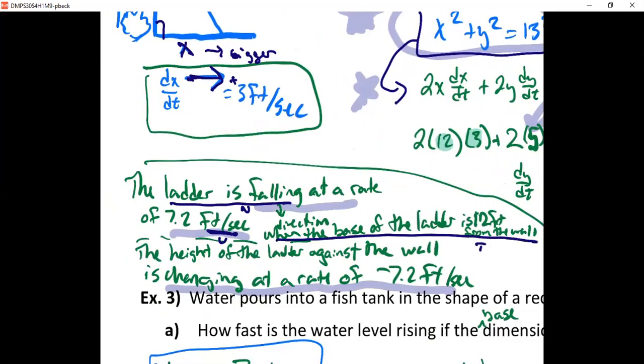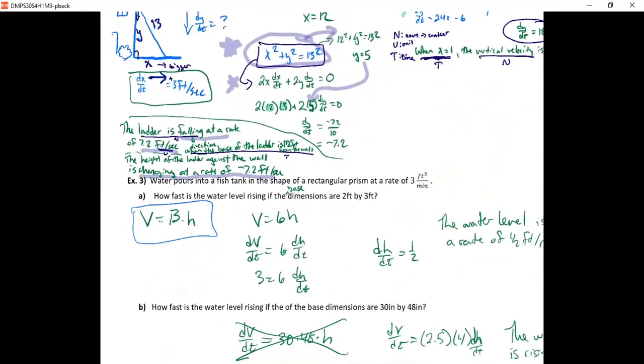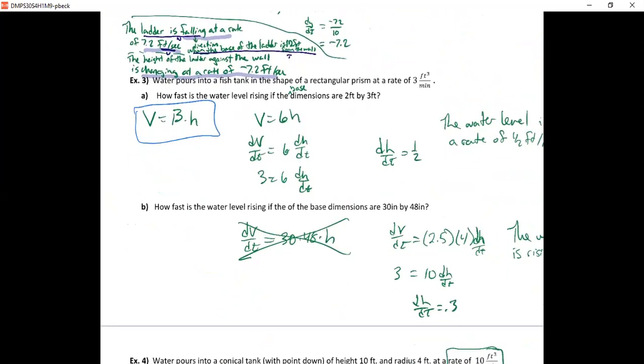Noun, unit, time. Example number 3: water pours into a fish tank in the shape of a rectangular prism. How fast is the water level rising if the dimensions are 2 feet by 3 feet? We know that for rectangular prisms, the volume is going to be the area of the base times the height. Well, this is a constant area of the base, which is 6, so the volume is just going to be 6 times the height.